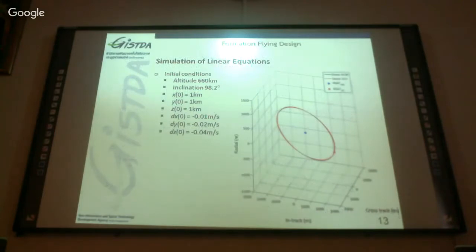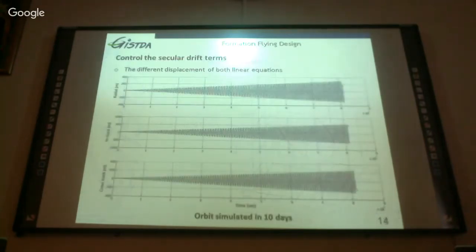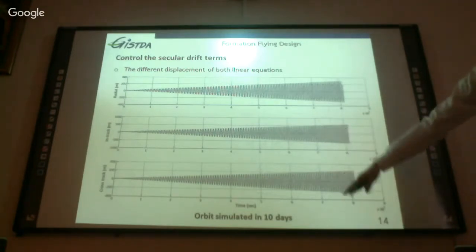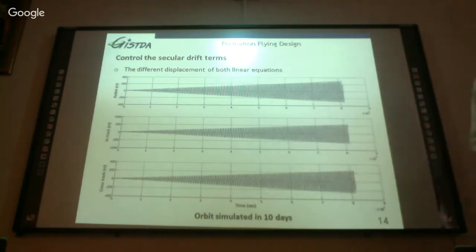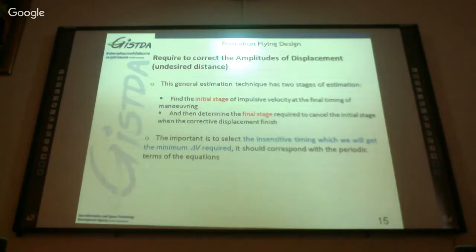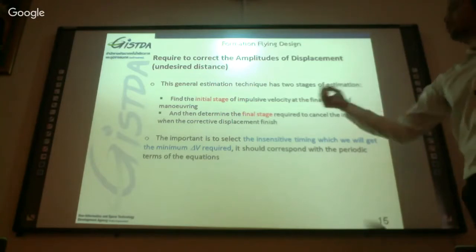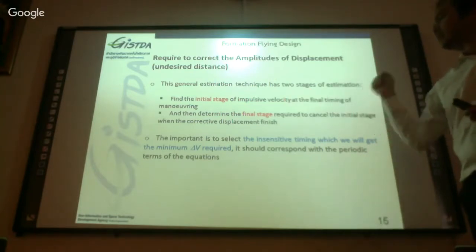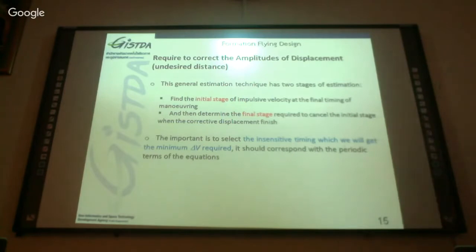This is the simulation, and these are the different displacements when I simulated the distance of the two orbits over 10 days. The distance gets bigger day by day. My task is to reduce the amplitude of the displacement, and then I use a technique to estimate the delta V: I find the initial state, and then I find the final state, and then we can compute the total delta V requirement.